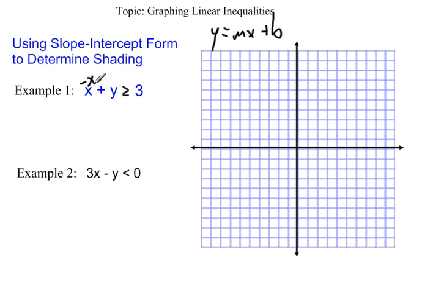So in example 1, x plus y is greater than or equal to 3. Take x away from both sides. I'm left with y is greater than or equal to negative x plus 3. Now this is going to be a solid line. I'm going to start my graph by plotting my y-intercept of positive 3. My slope is negative 1, meaning down 1, right 1 from the y-intercept.